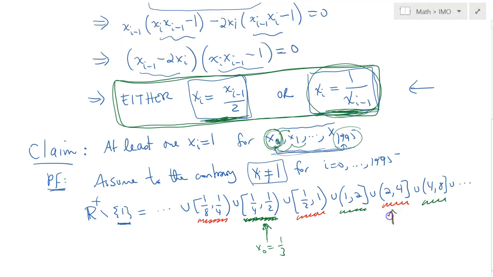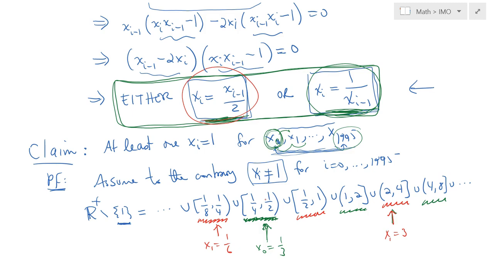Alternately, if it's governed by this equation, we would have 1/3 divided by 2, which is 1/6, and boom, x sub 1 in that case would be in that red one. So I just leave it to you as an exercise to see that this really is the mechanism behind it.